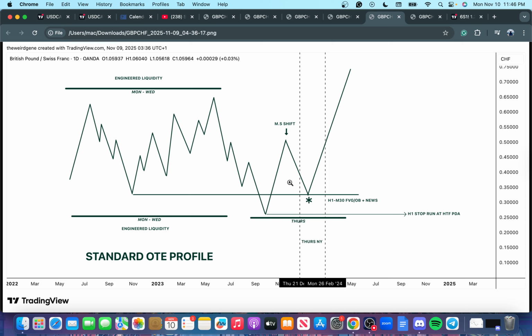So our entry PDA, PDA meaning premium discount array, has to be on either the H1 time frame or M30 time frame, or if you want, you could actually do an M45 time frame. The reason for this restriction is that the model accounts for the potential for much more violent stop runs, which is more common on Thursday New York sessions, where the market can have really aggressive stop runs, spikes that do not invalidate theses.